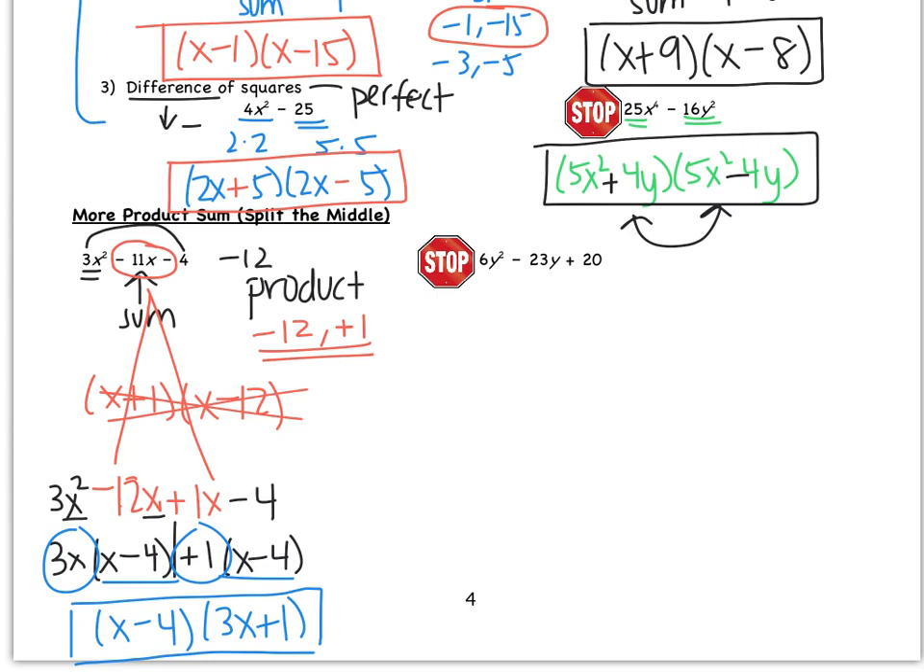What I want you to do right now is pause the video, and I would like you to do this stop sign problem to the right. You're going to start it the exact same way. So figure out first, what product am I looking for? Once you find those 2 numbers, you're going to use them to split the middle. Pause the video and try that one on your own, please.